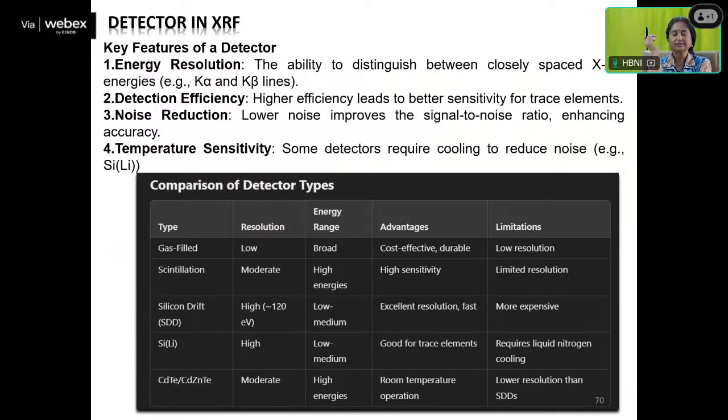Now you can have this table to compare all these detectors. Now, a key feature of a detector is the energy resolution. All the detectors can be classified based on these four things: energy resolution, detection efficiency, noise reduction, and temperature sensitivity. So now you can see the gas filled types of detector. All these detectors, whatever I have told, have been tabulated here with their features, and you can see the SiLi detector has very good features everywhere.